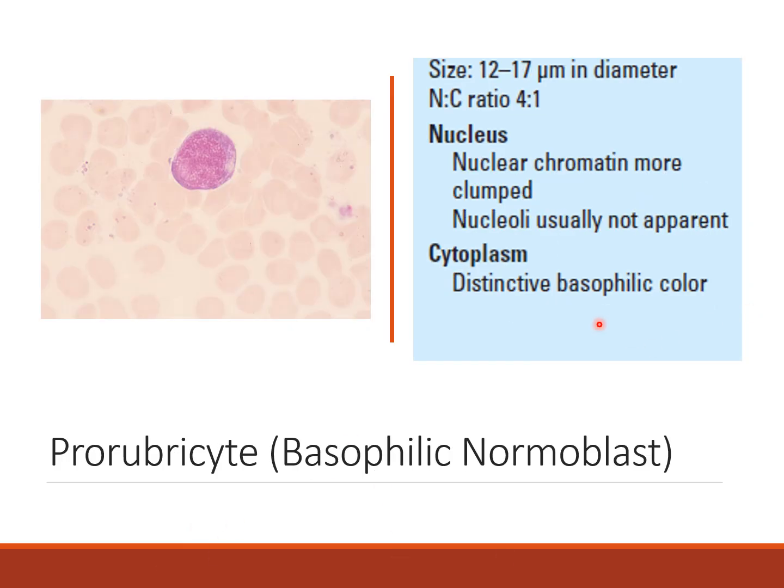The next phase of development is the prorubrocyte or the basophilic normoblast. We're going to see the diameter in this cell shrink just a little bit to 12 to 14 micrometers in diameter. Again, our nuclear to cytoplasmic ratio is still going to be 4:1, but we're going to start to see more clumping in the patterns of the nuclear chromatin. So it's going to look darker in some areas, kind of clumpy.